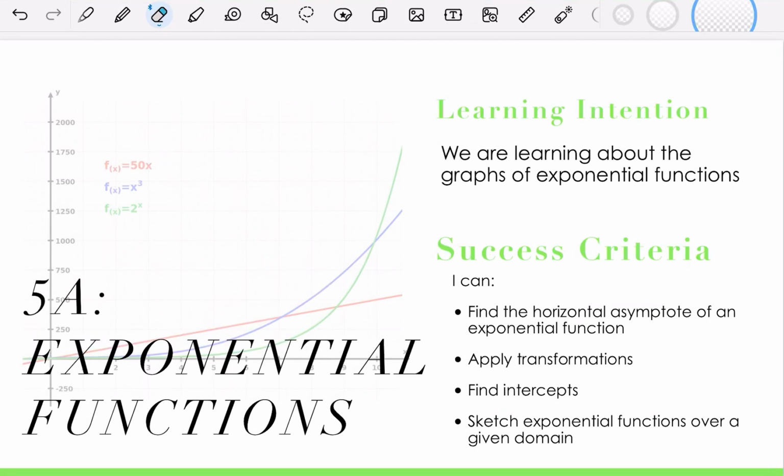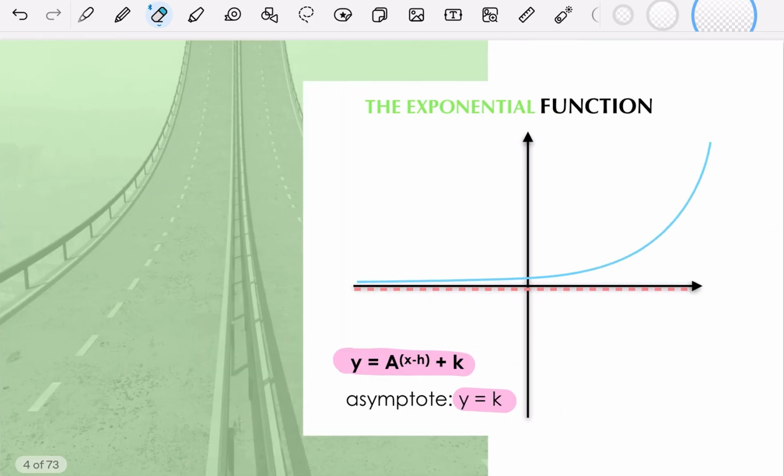Exercise 5A, exponential functions. In this exercise, we are learning about the graphs of exponential functions. What you need to be able to do is find the horizontal asymptote of an exponential function, apply transformations, find intercepts, and sketch exponential functions over a given domain.